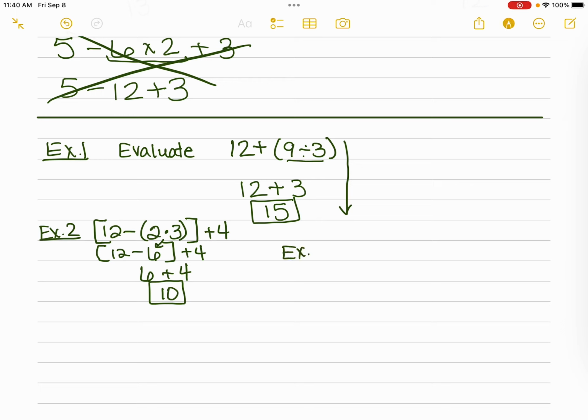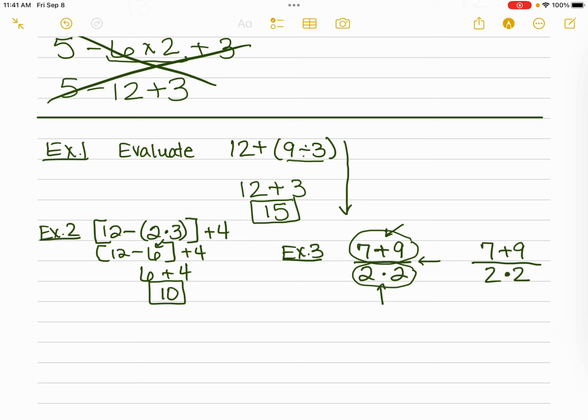Okay, example 3. Again, it says evaluate. We're just going to write this down. I have 7 plus 9 divided by 2 times 2. Okay, so if you look at this with the PEMDAS, I have an addition, I have a division, and I have a times. Okay, but if you have a division like this, and there's operations on the top and operations on the bottom, you're going to do those like they are parentheses. The division sign is a grouping symbol in itself. It's saying, do what's on top and do what's on bottom before you divide. You need to find those answers.